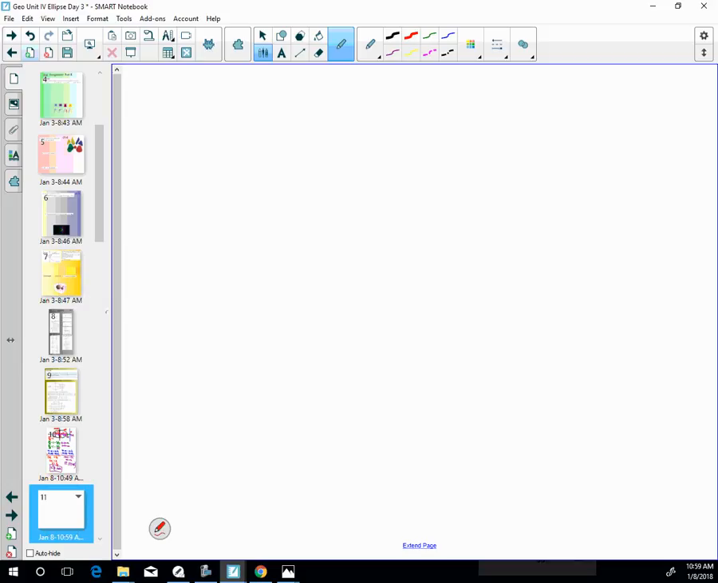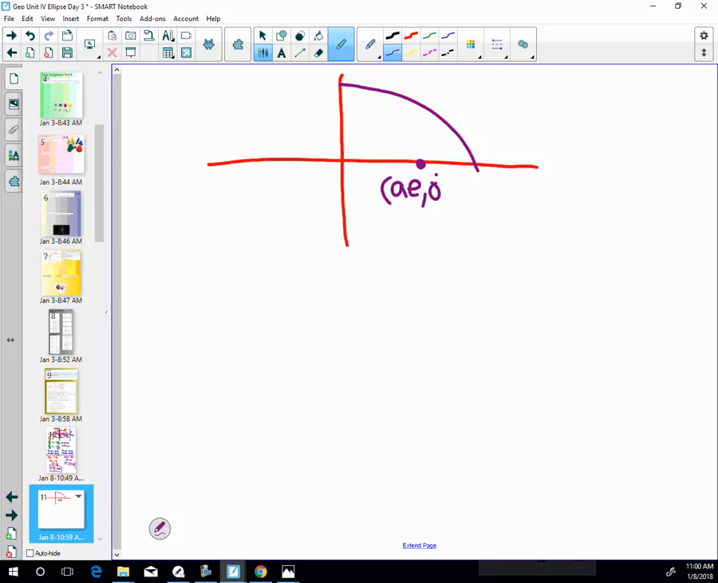I hope you're ready for this. Now go to a blank spot again, and we're going to draw half of a fourth of the ellipse. This is the focal point, AE comma 0, and this is the directrix, which is x equal to negative or positive A over E. We just proved those.